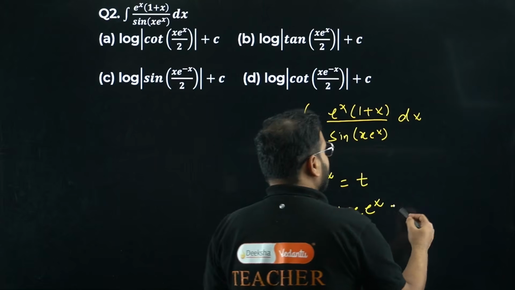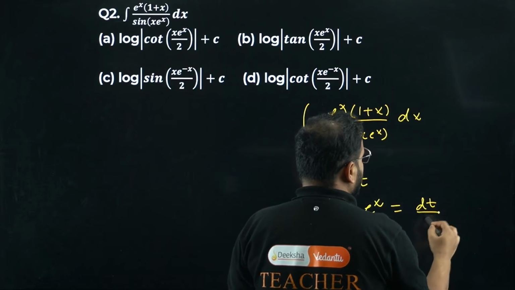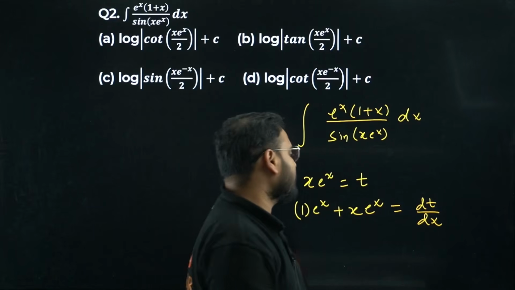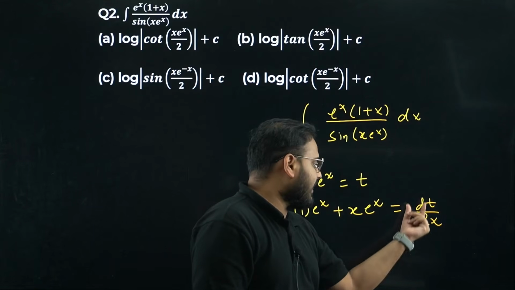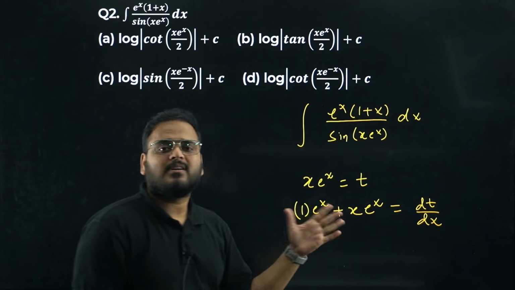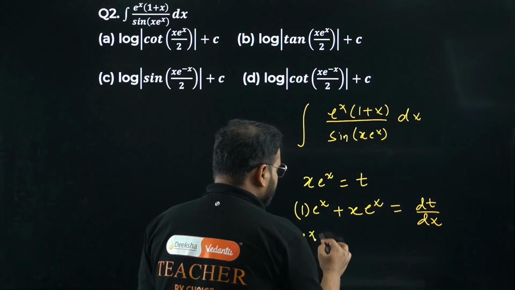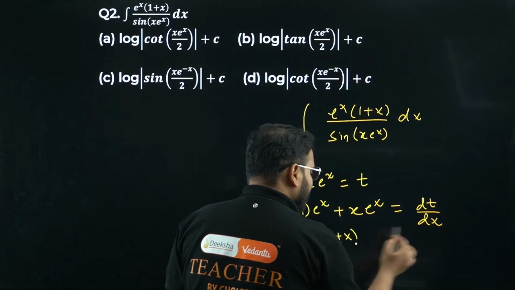What I'm going to get on the right hand side? dt by dx. Sometimes we keep dx on this side also, that's not a problem. Some faculties might not write in this format, they'll write dx over here. Same thing they mean. I'll show you. Take e power x common here, we're going to get 1 plus x, and write dx on this side.